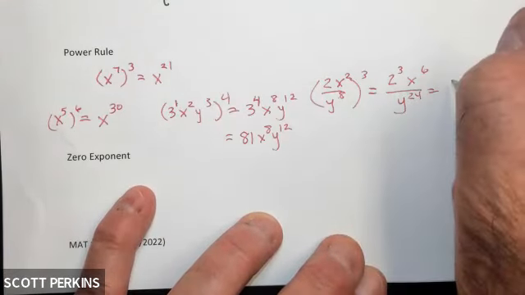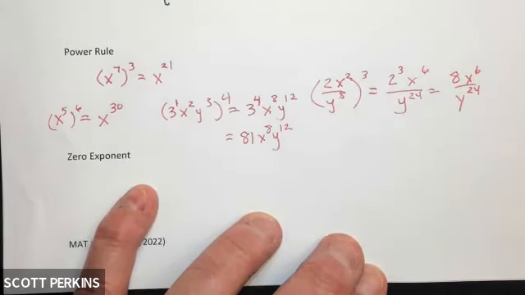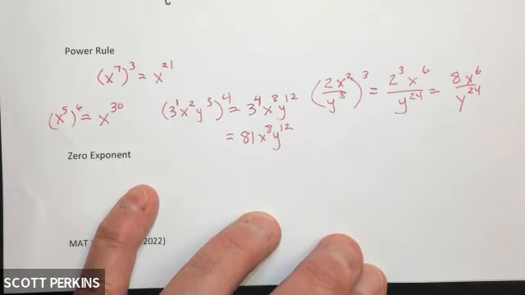2 to the 3rd, 2 times 2 times 2 is 8. X to the 6th, y to the 24th. Those mean the same thing. I am impartial. I don't care which one you write down.